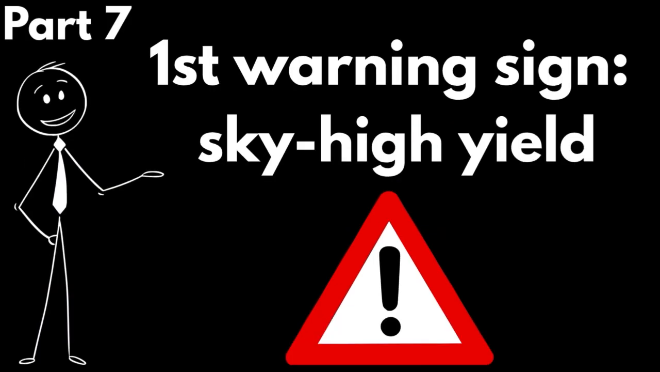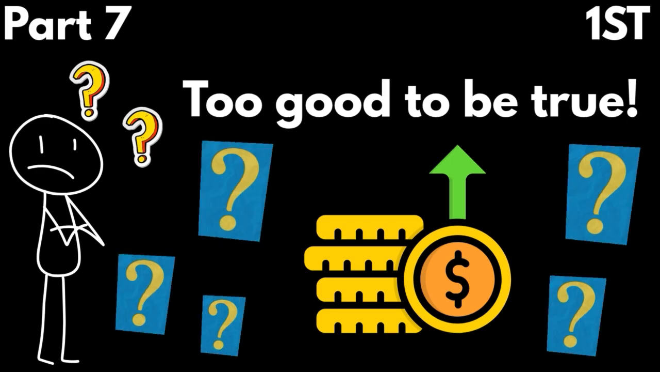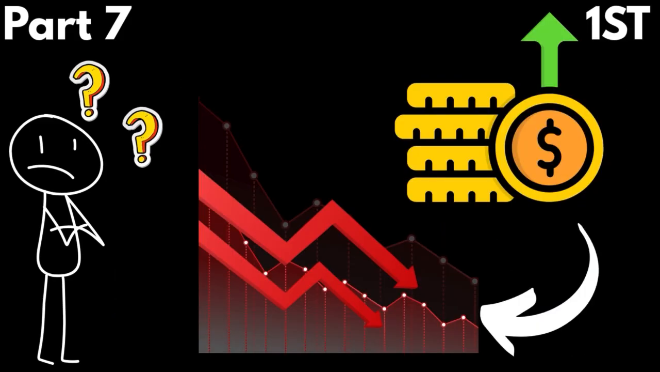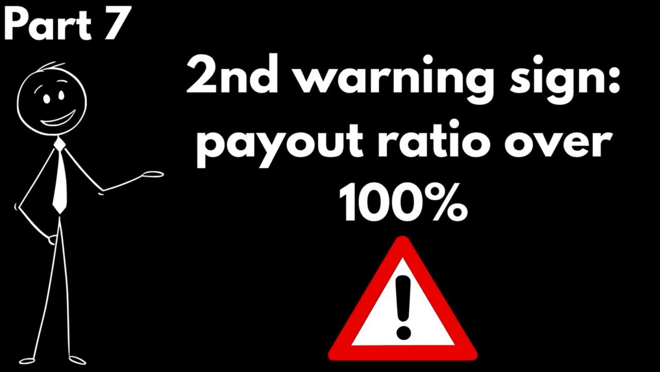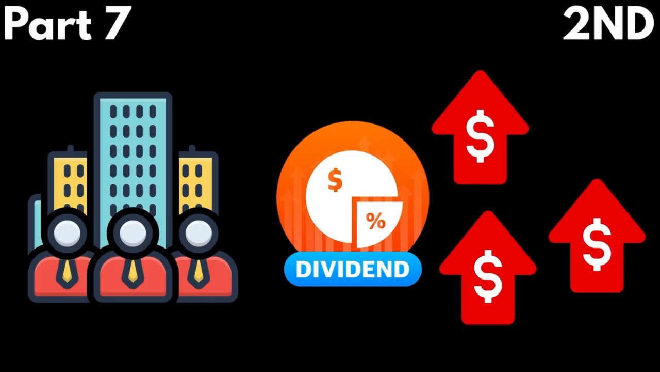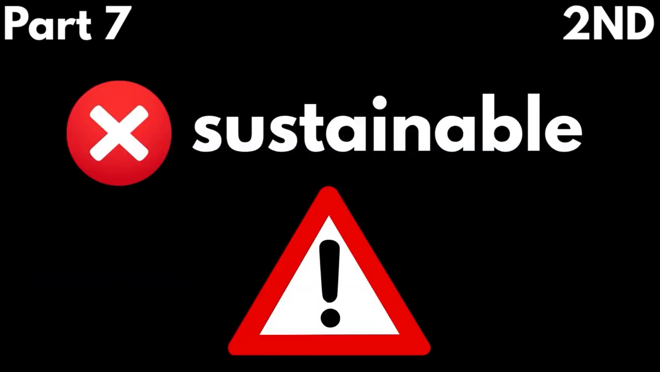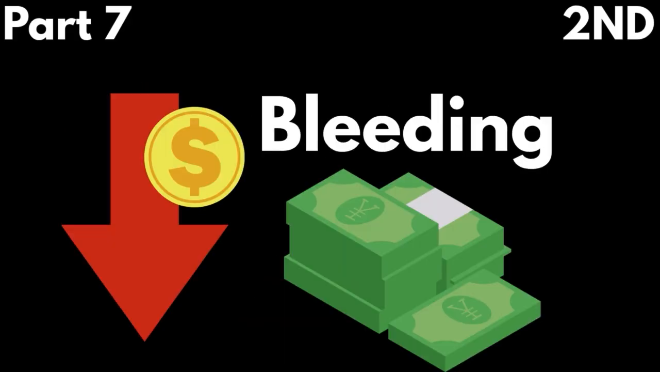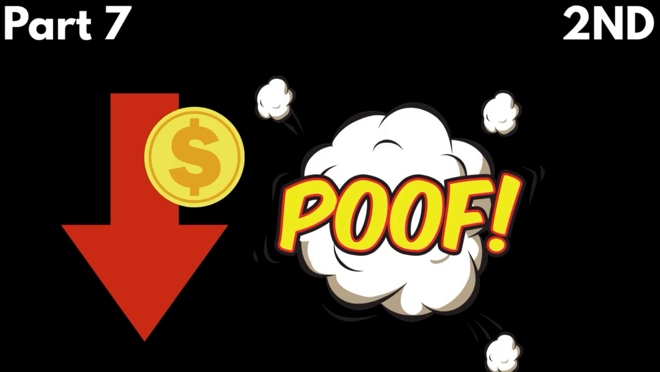First warning sign: sky-high yield. If the dividend yield looks way too good to be true, compared to the rest of the sector, it probably is. Often, that yield is only high because the stock price has crashed. Second, a payout ratio over 100%. That means the company is paying out more in dividends than it is earning. That is not sustainable. It is bleeding cash, and sooner or later, that check will bounce.